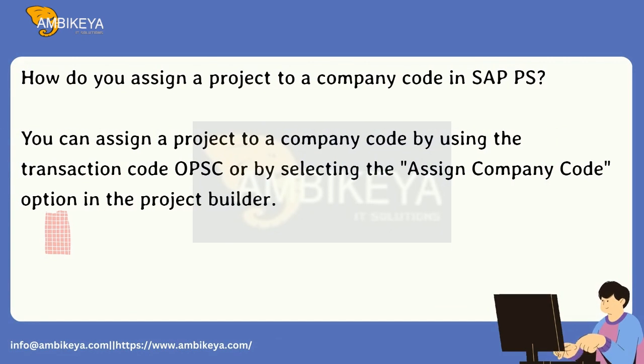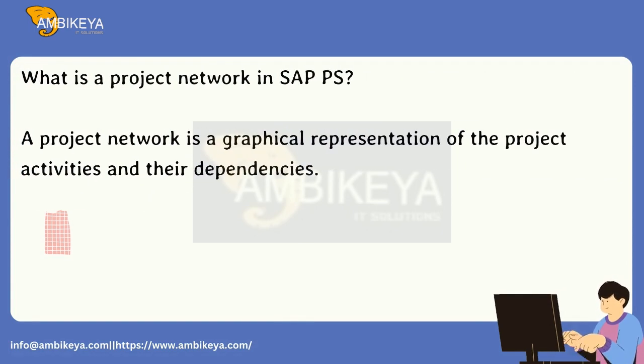How do you assign a project to a company code in SAP PS? You can assign a project to a company code by using the transaction code OPSC or by selecting the Assign Company Code option in the Project Builder. What is a project network in SAP PS? A project network is a graphical representation of the project activities and their dependencies.